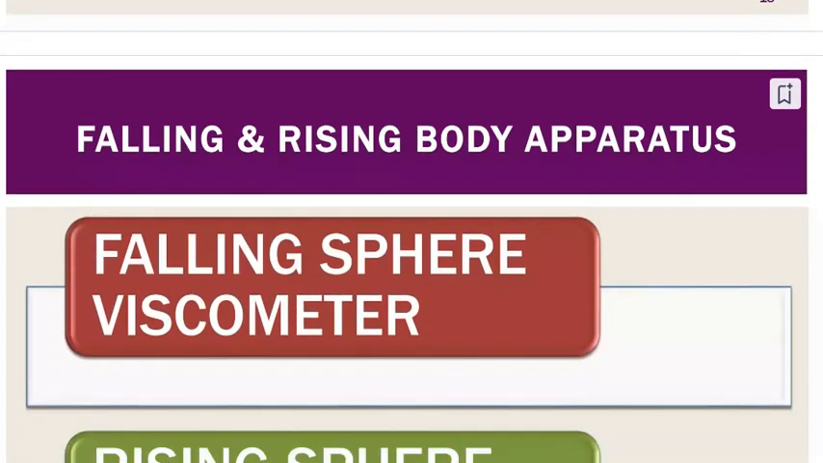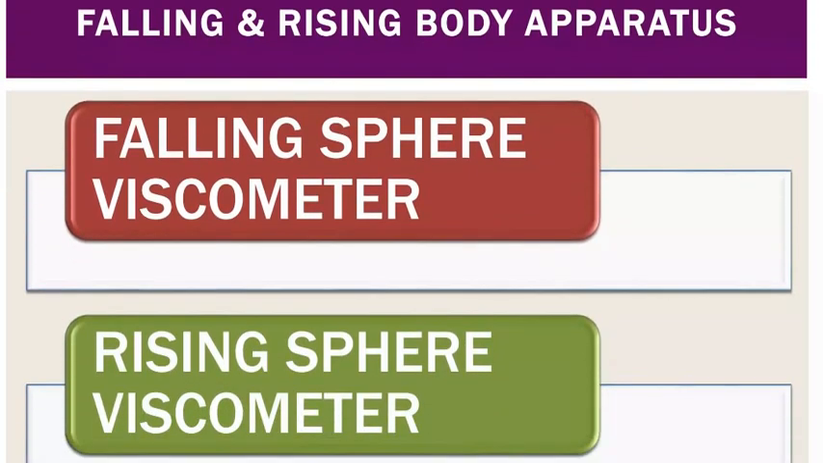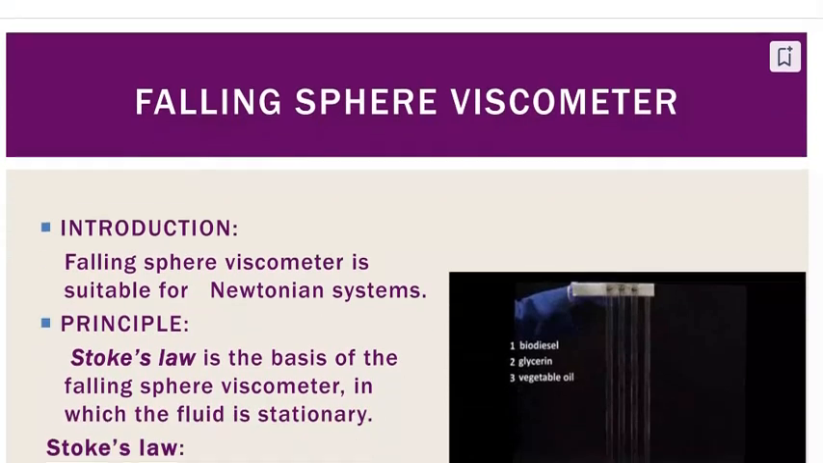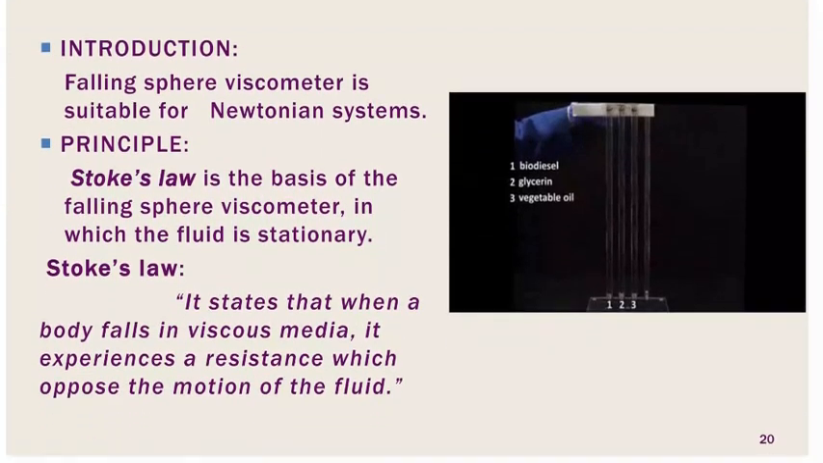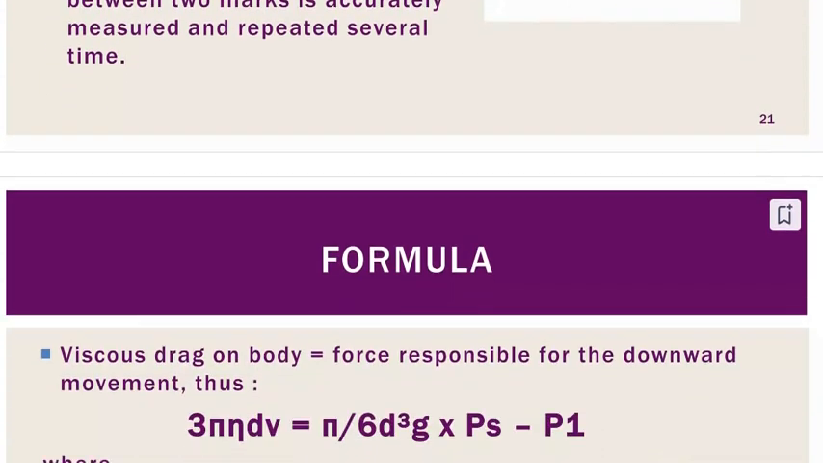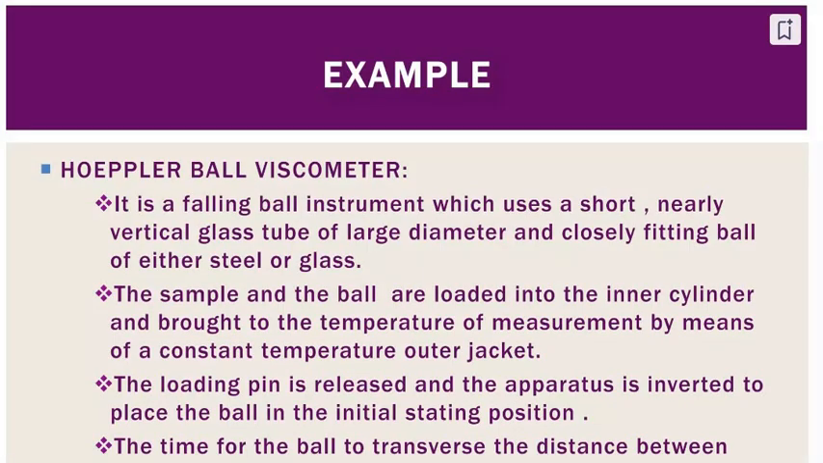Falling and rising body apparatus: falling sphere viscometer, rising sphere viscometer, so many types. Falling sphere viscometer, in the next video I will discuss their working principle and formula.